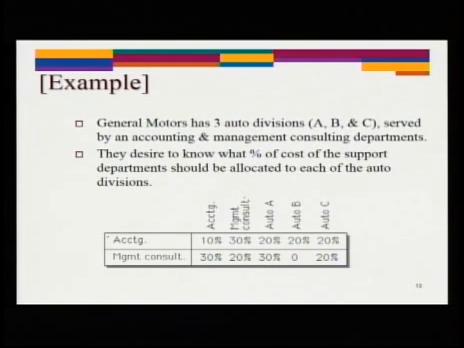General Motors has 3 auto divisions, A, B, and C, served by an accounting and a management consulting department. They desire to know what percentage of the cost of the support departments should be allocated to each of the auto divisions. The small table gives the fraction of the support given to each of the divisions.